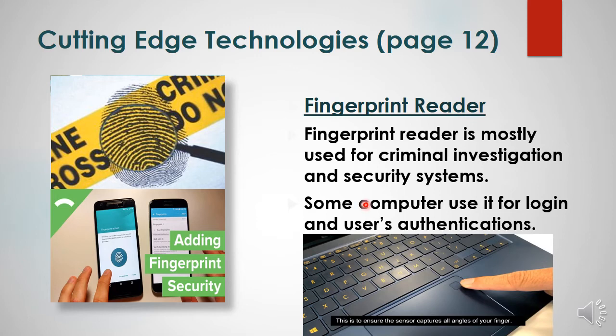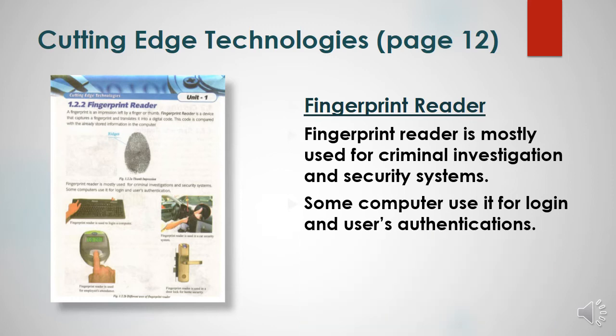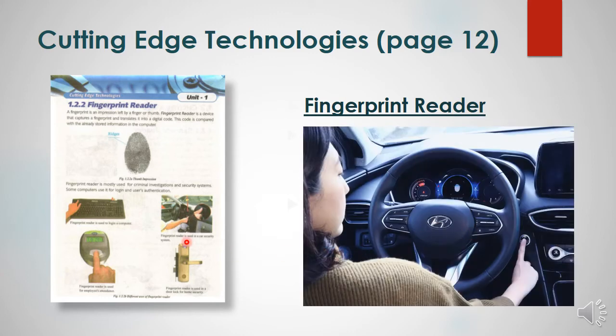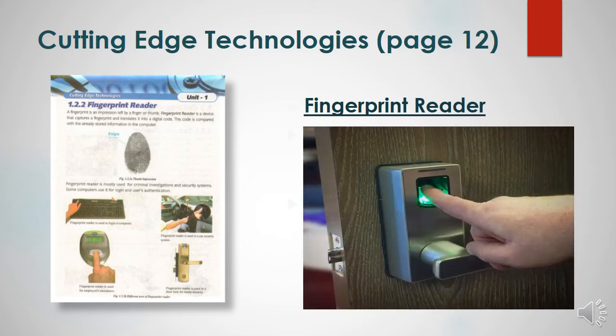User authentication means only the genuine or original person is allowed to log in. There are some other uses of fingerprint reader given in your book, like fingerprint reader is used for car security systems. Fingerprint reader is used for employees' attendance. Fingerprint reader is used in a door lock for home security.